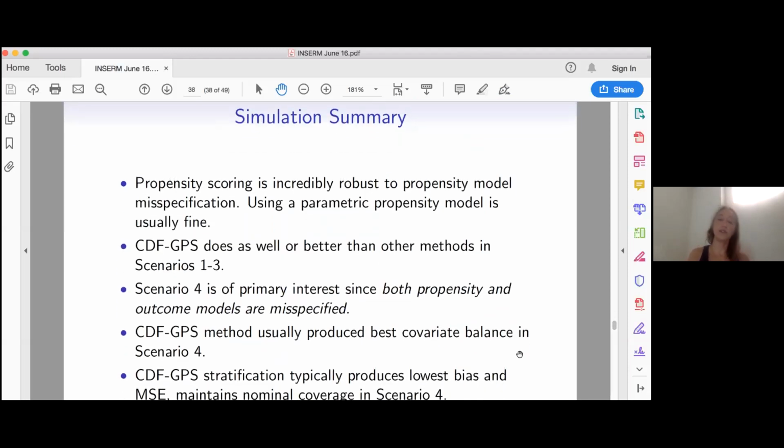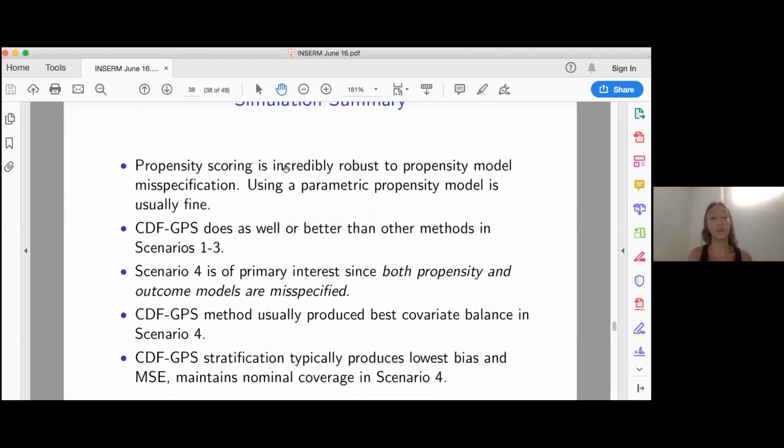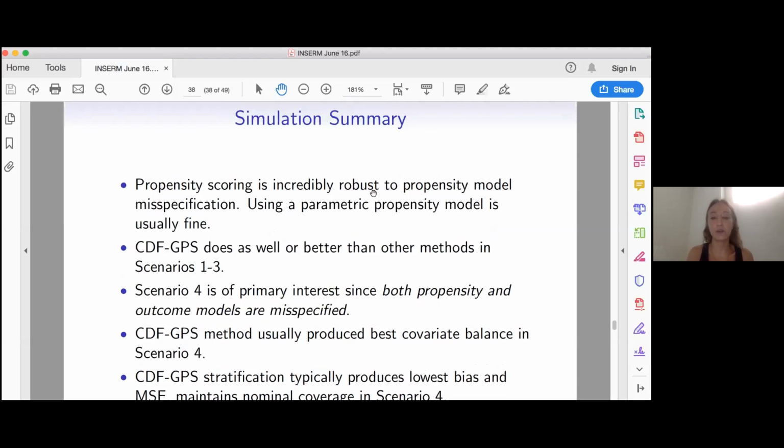Okay, so in summary, I didn't show you everything because it's not possible, but propensity scoring, we learned first, is incredibly robust to propensity model misspecification. So there's a ton of literature saying your propensity model should be a machine learning model because machine learning accounts for higher order terms, automatically includes interactions, right? But we found using a parametric model was always fine in our case. You can actually do that in step 1.